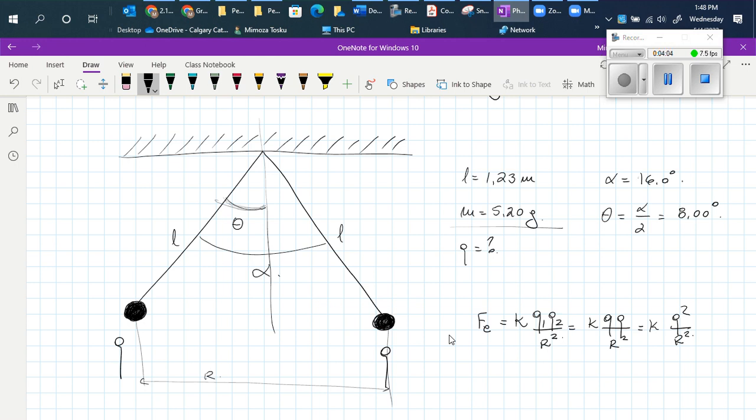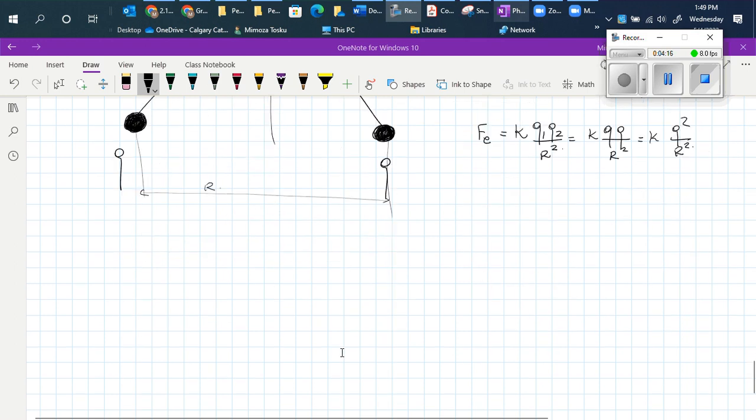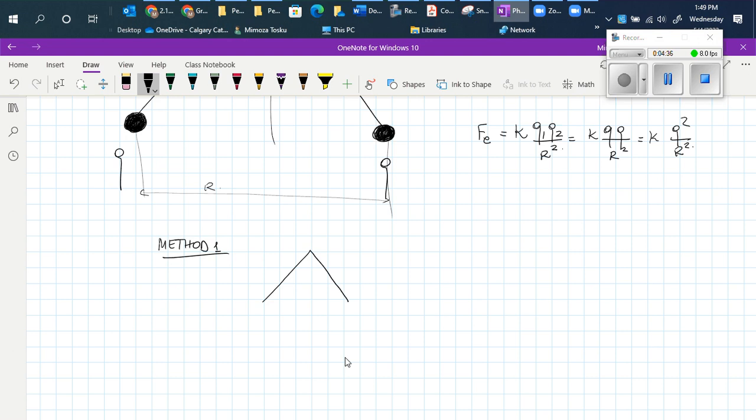Now, can we find this distance using geometry? And the answer is yes. How can we find this? The distance between the two charges can be found in two ways, and you use whichever way is the easiest for you. Method one, to find the distance, is when we are using cosine law. So you have a situation like this.